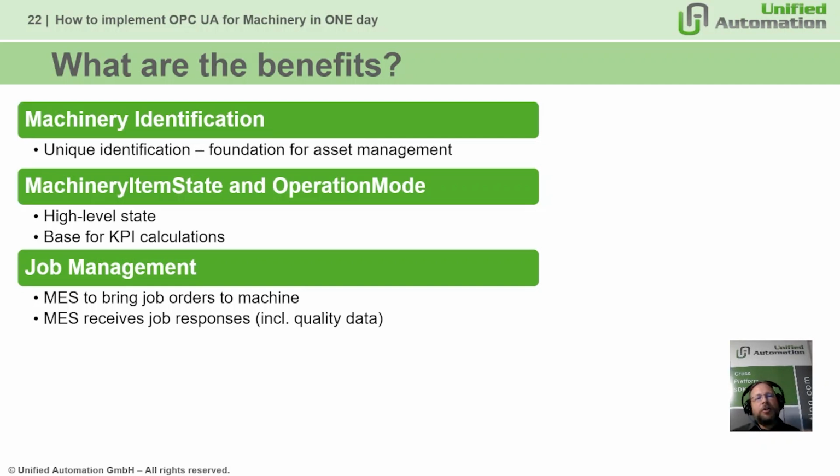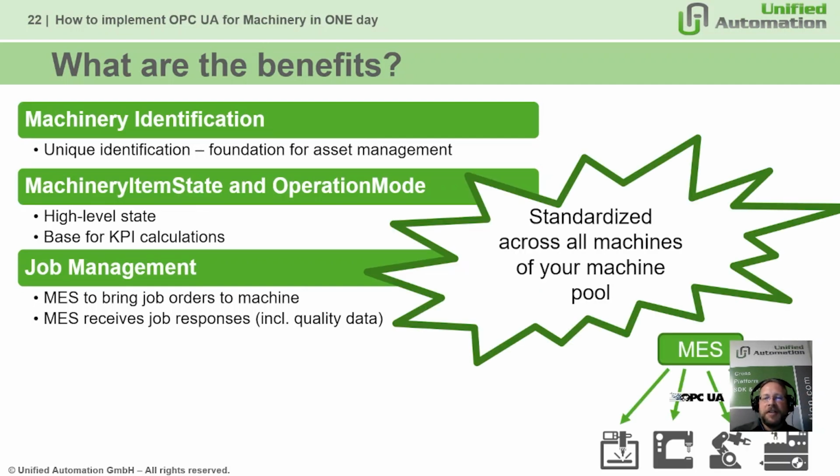The machinery item state and operation mode. First of all, you have a high-level state. Is the machine executing or not? And you can use this as base for KPI calculations. So you still need to do the calculations on top, but this is the base to do them. With the job management, the MES can bring job orders to a machine, and it can receive the job responses, including the quality data. And the whole big idea of the machinery is, of course, this is standardized across all the machines of your machine pool for different types of machines. It doesn't matter. You can always use the same interface to do that kind of stuff.